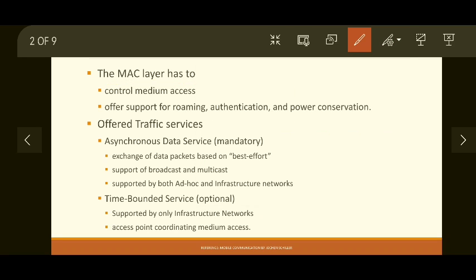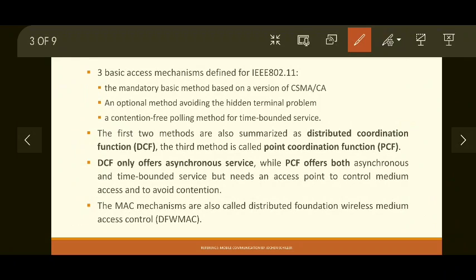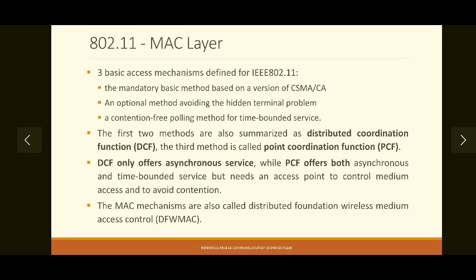So let's go into detail of each service. Similar to the physical layer, the MAC layer of IEEE 802.11 provides three basic mechanisms for medium access. In the physical layer also we had three basic mechanisms. Now here we have three mechanisms for the medium access layer. IEEE has standardized these mechanisms. The first one is a mandatory one. That means each node should implement this particular mechanism in the node itself.